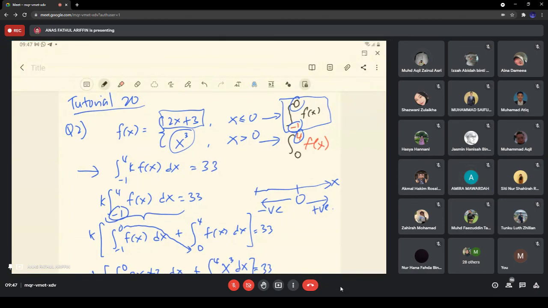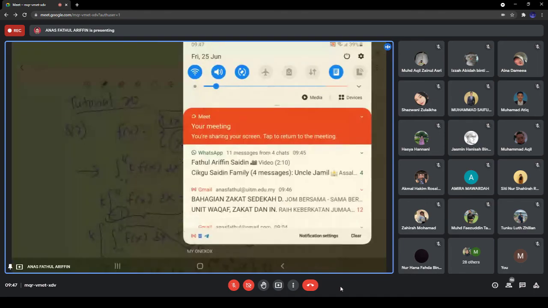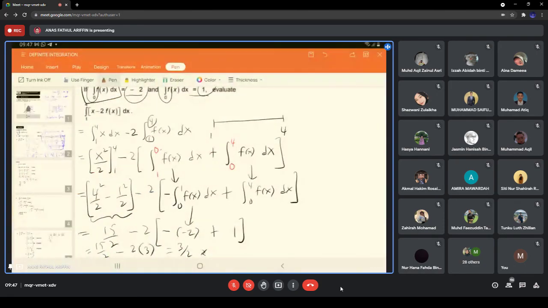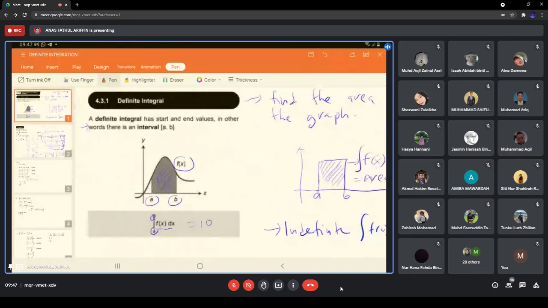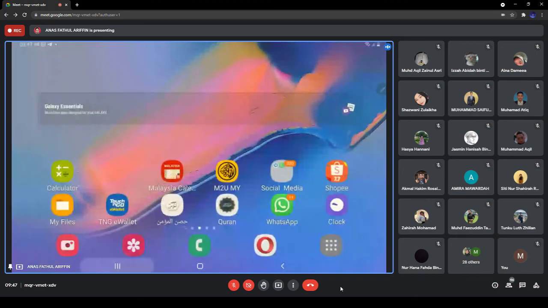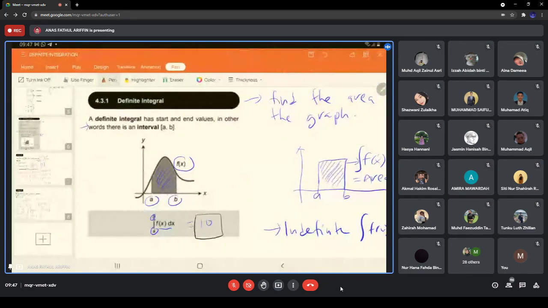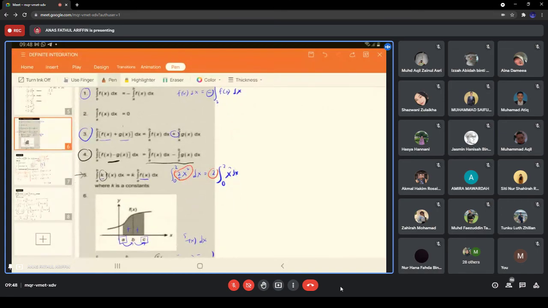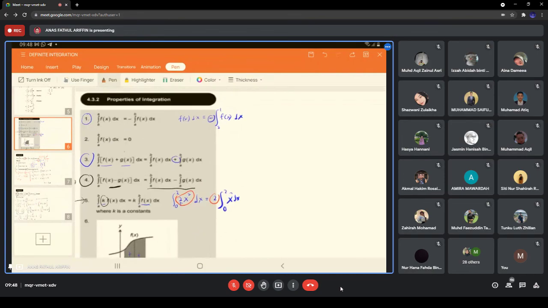Tak ada. Okay, so kalau tak ada soalan, hari ni kita belajar apa? Two things. First, we learn regarding the finite integration. Okay, finite integration, that means we integrate, we have the limit. We integrate from A to B, which is we can find the area under the graph, or we call it area under the curve. Kita dapat dia punya luas. And then we also learn regarding the properties of integration. So basically we have 6 properties. So we can solve our integration problem using these properties.